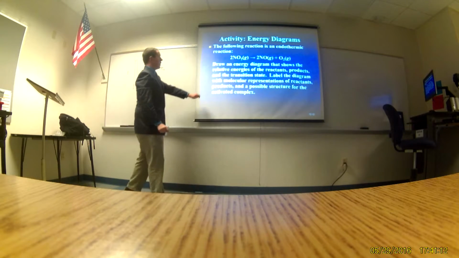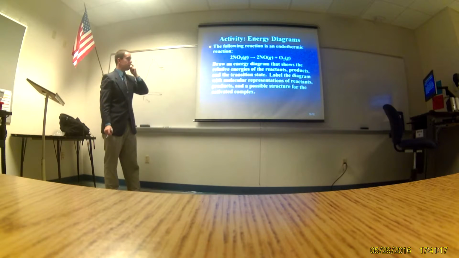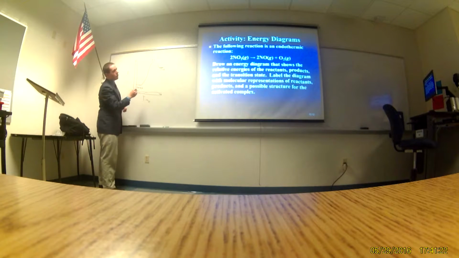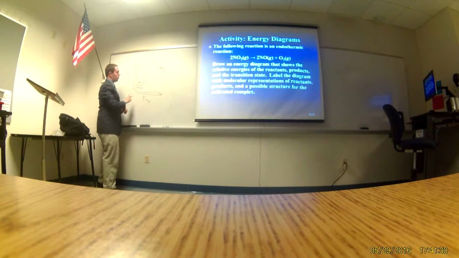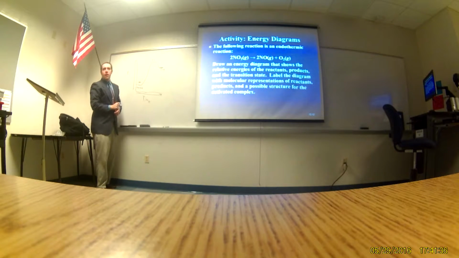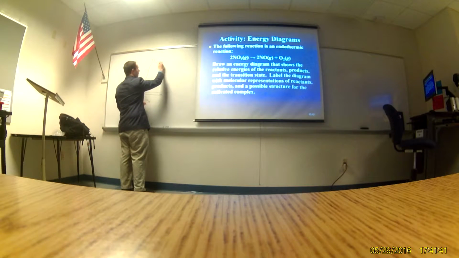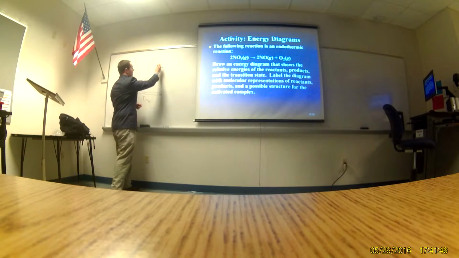The question also wants us to label the diagram with molecular representations of the reactants and the products. So we have NO2 as our reactant. We only have one reactant. So I'm going to draw NO2: a dark N in the middle and two white oxygens on each side. Products, we have NO, so NO would be a dark one and a light one. And we have O2, so O2 is a light one and a light one.